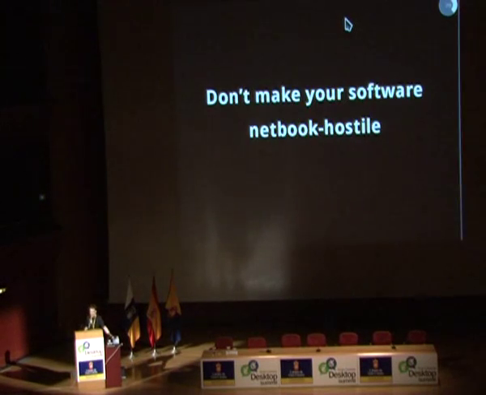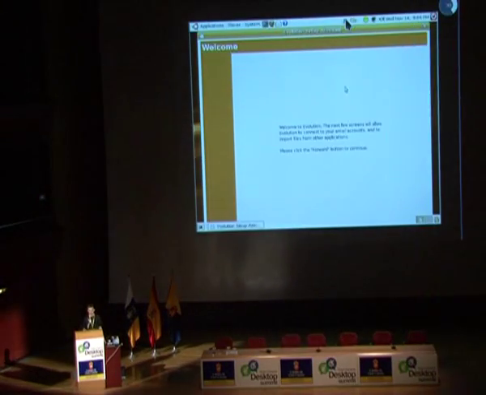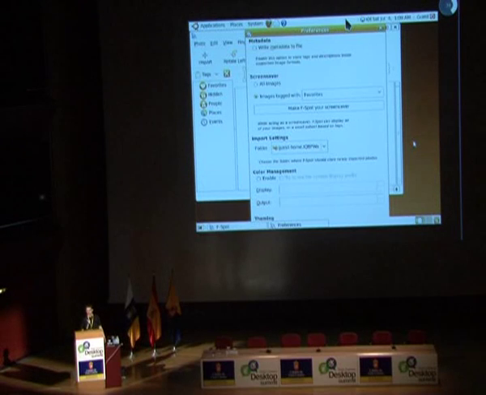Number 4, don't make your software netbook hostile. It's no secret that a lot of the computers being sold with GNOME on them nowadays are netbooks. And when you buy a netbook with cash money and you take it home and you start up the email program, you don't want to see something like this. Click the forward button. What forward button? Similarly, when you try to use your photo management program, you don't want to see something like this. Where's the rest of the window?